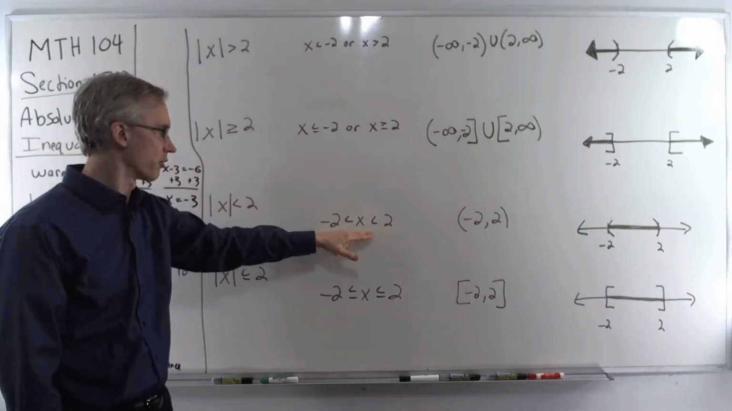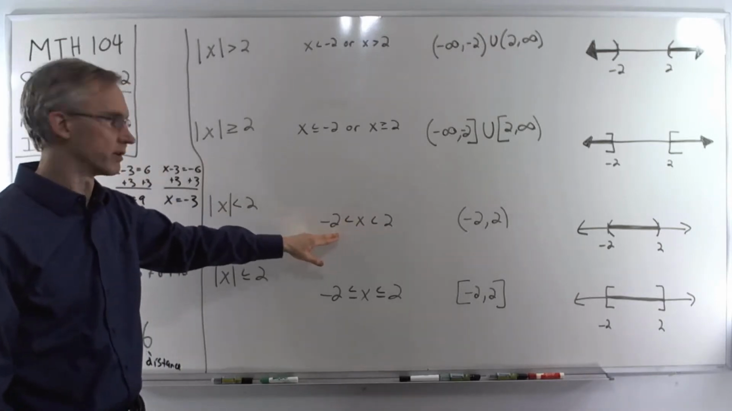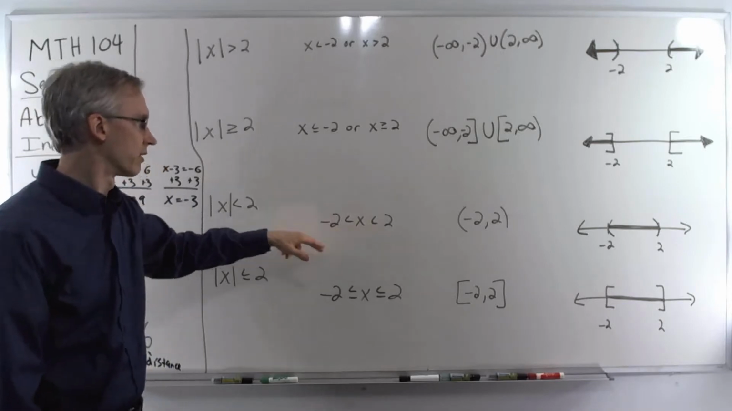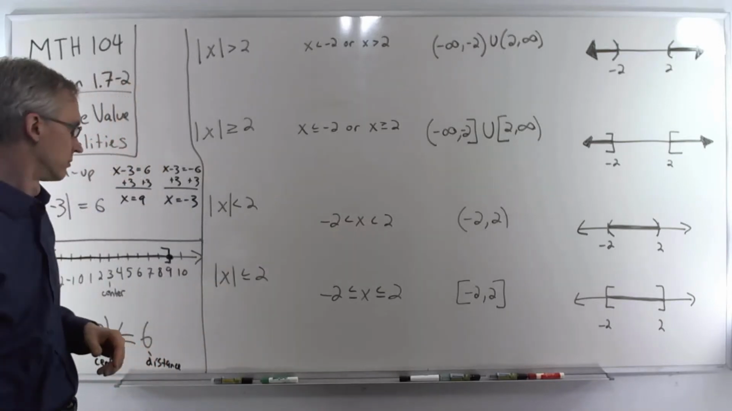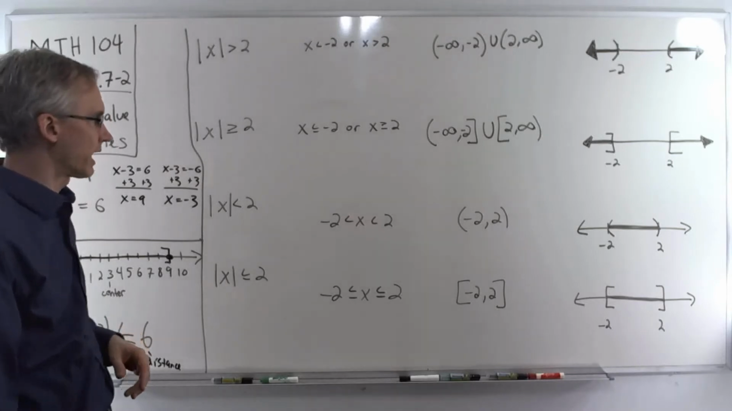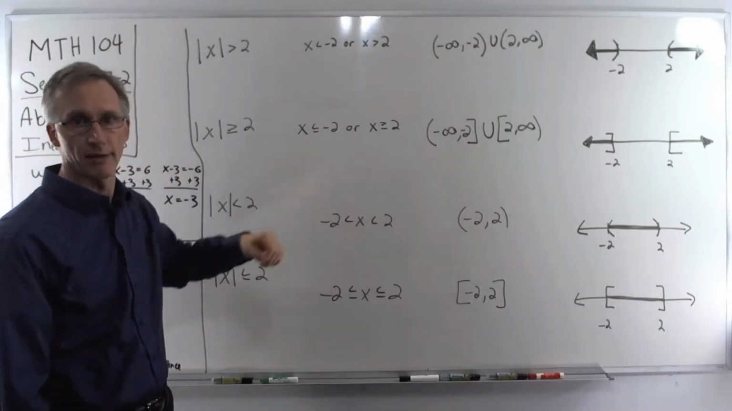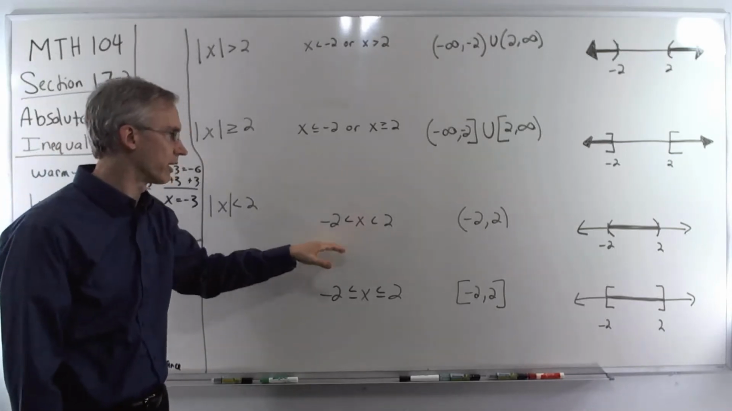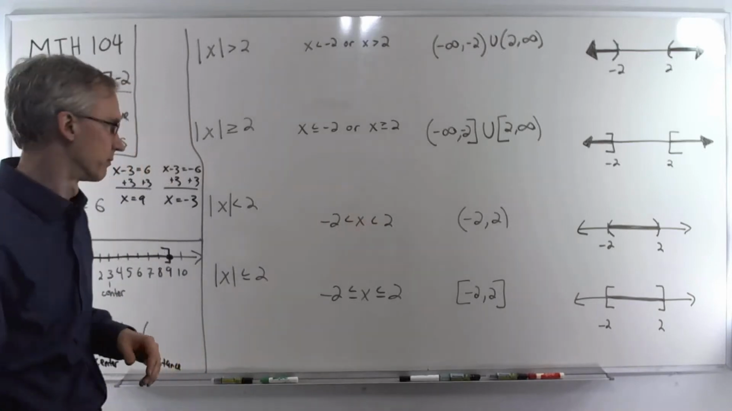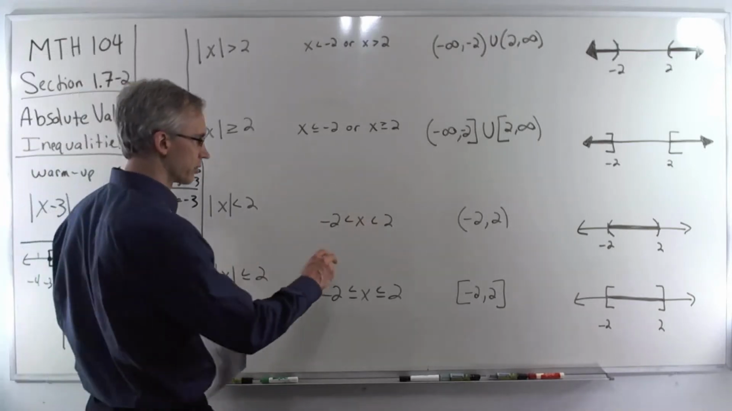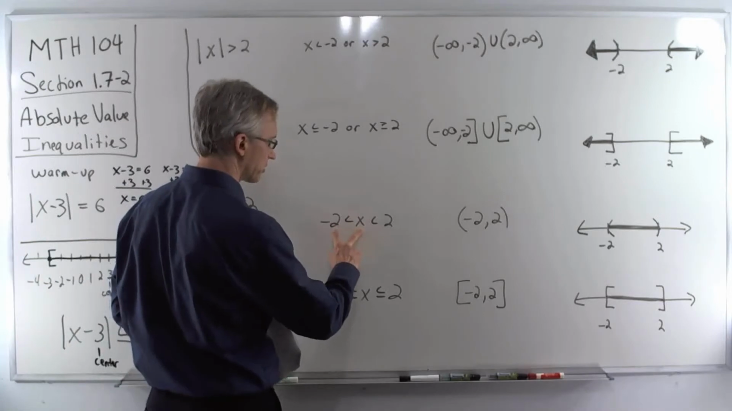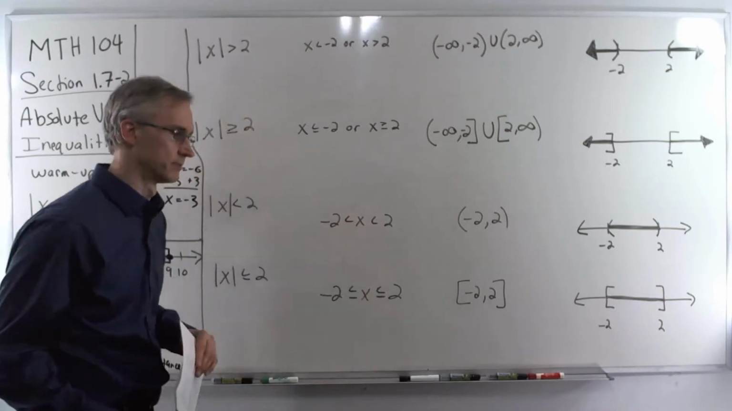And this is just another way of writing an AND inequality. You can solve it as a 3-part inequality. So you're not necessarily going to see the word AND there. You just have to realize that a 3-part inequality is an AND inequality, because both of these parts have to be true. X has to be greater than -2, and x has to be less than 2.